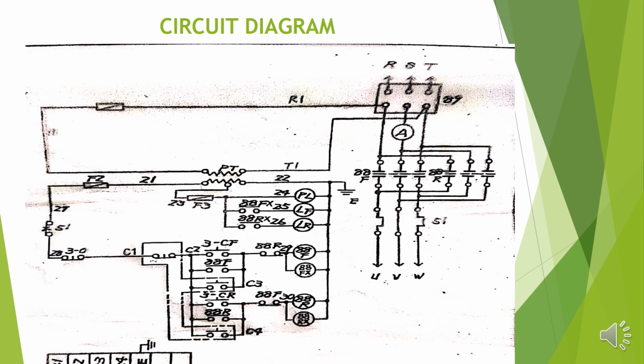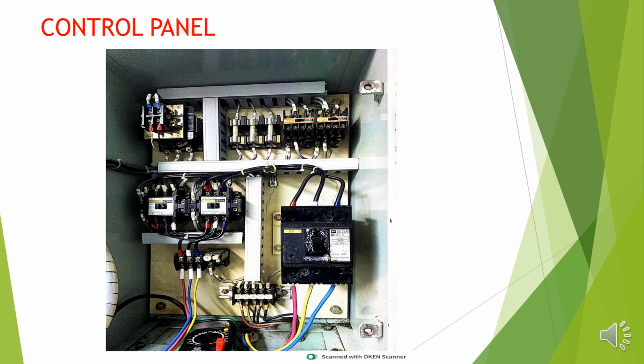Okay, now we will discuss the actual panel of this. As we discussed earlier, the power from the main switchboard is coming to here. This is the MCCB, and you can check here the RST power supply. Also you can check here the RST power supply. If the power supply is here and the power supply is not here, it means that this MCCB is faulty.